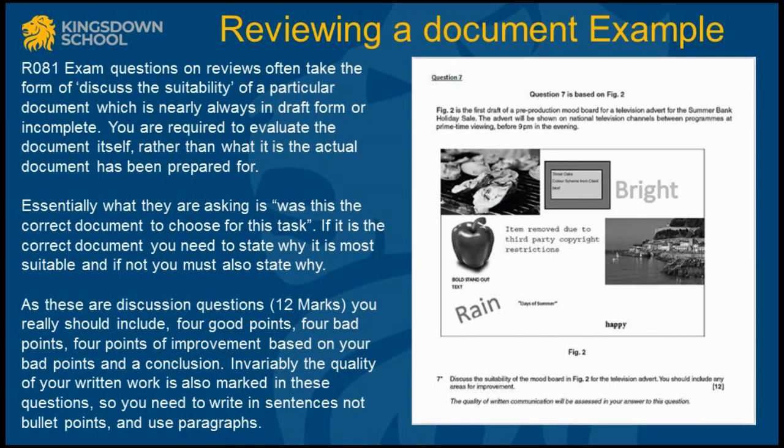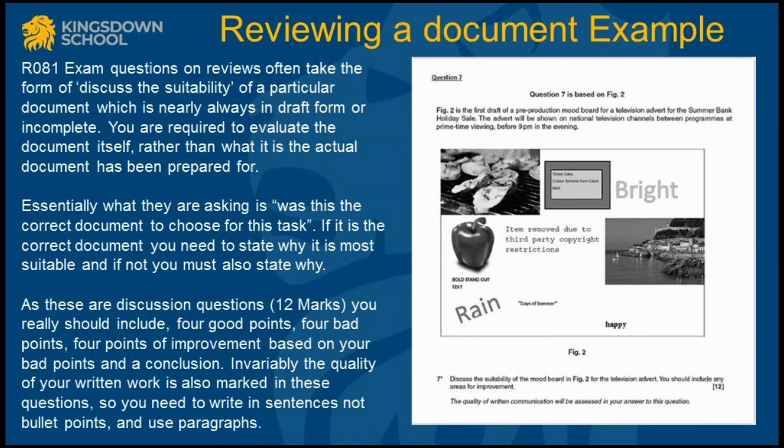Now, as these are discussion questions, they've normally got 12 marks allocated to them, and you should really therefore include 4 good points, 4 bad points, 4 areas of improvement, normally based on obviously what your bad points were, and a conclusion.